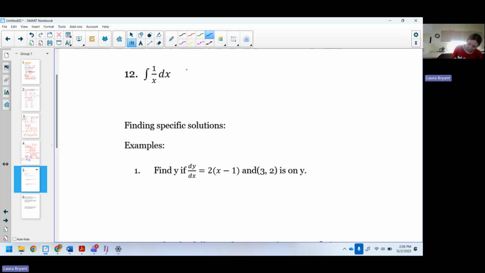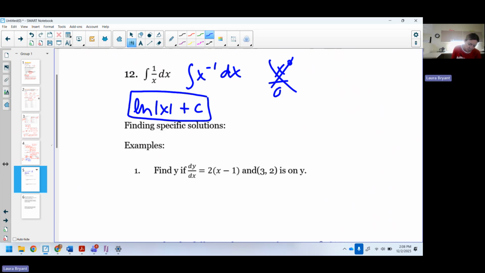If you were to try to do this one without the rule, you'd start like this and say, oh, if I add 1 to the power and divide by the power, I get a weird answer. Dividing by 0 doesn't work. So that doesn't work for the power rule. Instead, this goes to ln absolute value x plus c. I believe this is rule number 5.